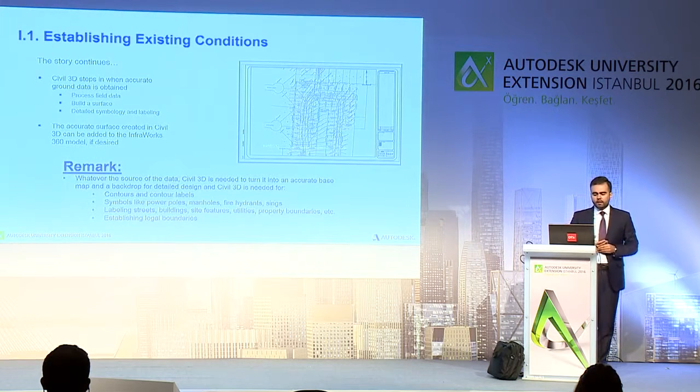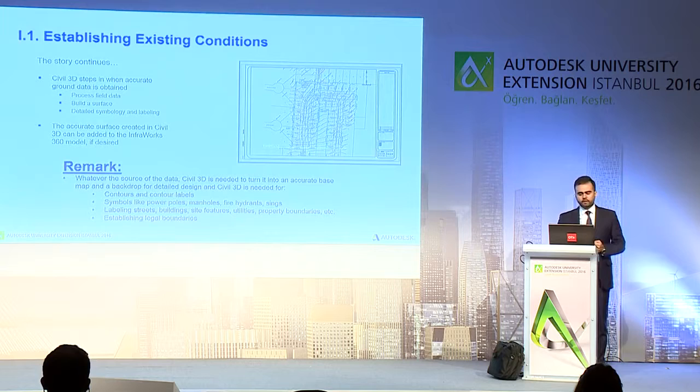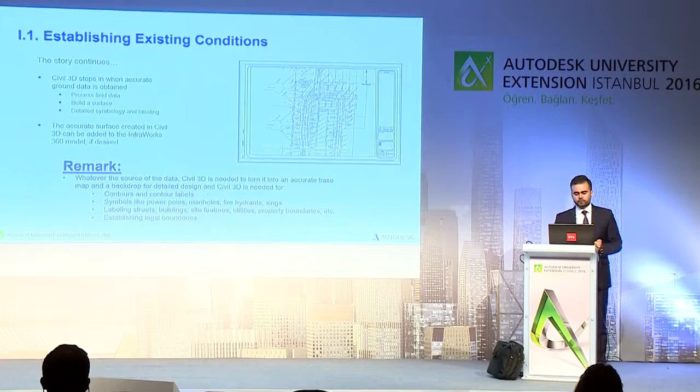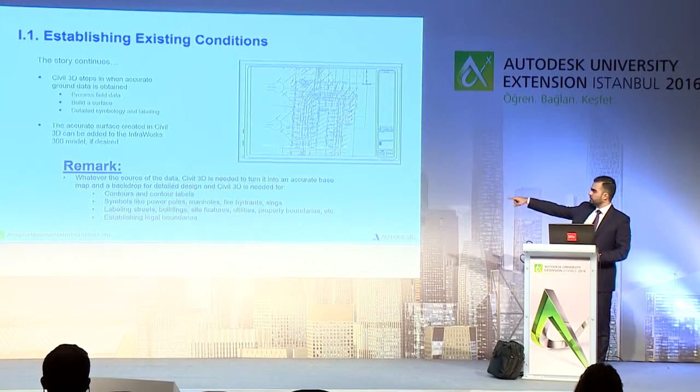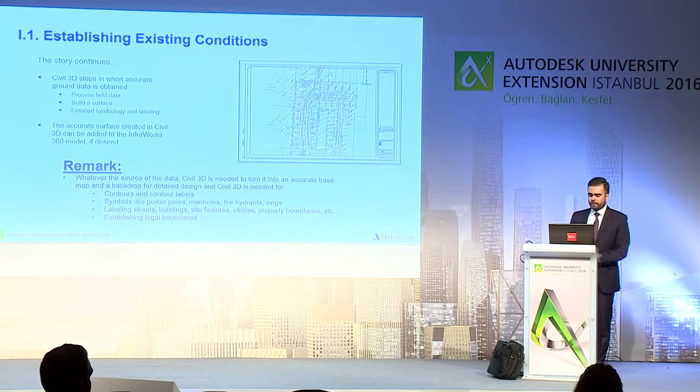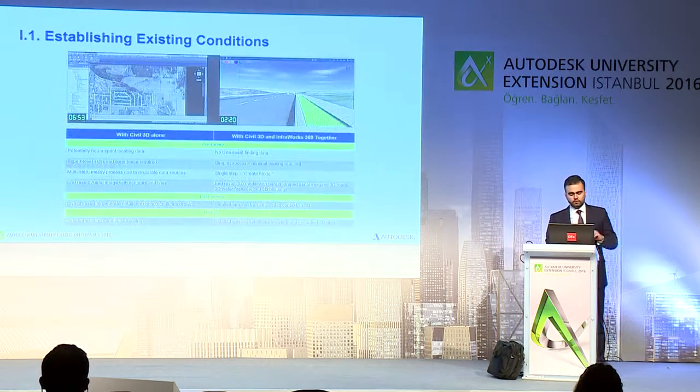Now definitely, Civil 3D steps in for creating accurate ground data that we sometimes need for the detailed design. So if you want to create a detailed design of a certain existing terrain and then sketch your roads and do the cut and fill, then Civil 3D comes into the picture. And definitely, Civil 3D helps us with the contours and contour labels, as you already know, the symbols of the objects there, plus many other things as well. So this is the first point that I wanted to touch.